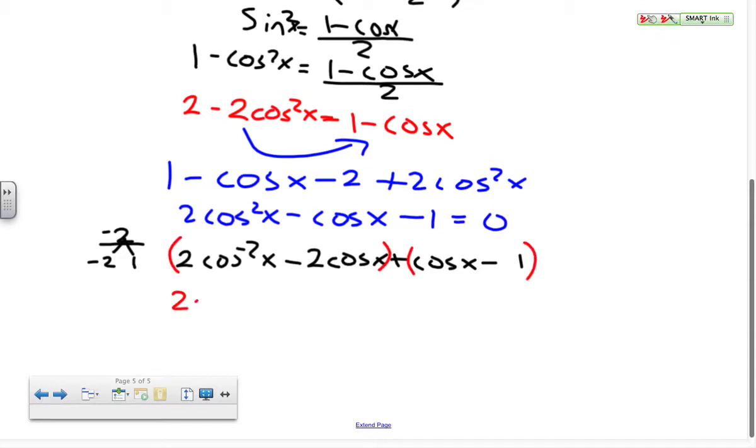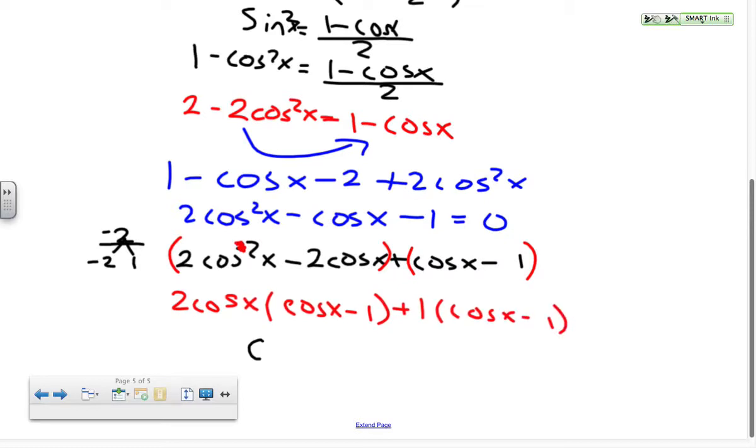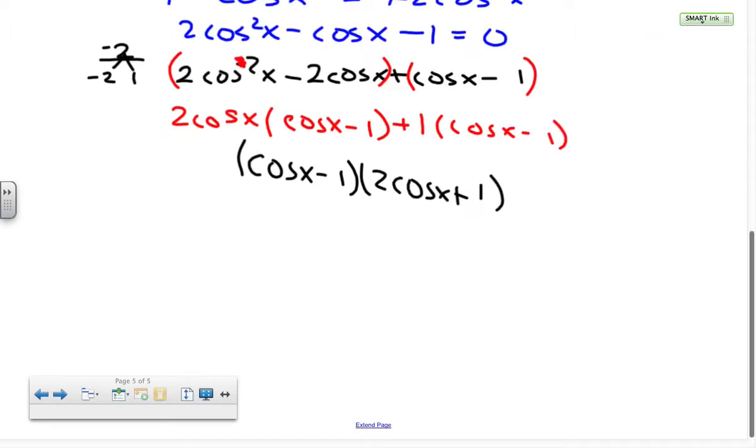Factor, I can factor out 2 cosine x. This shouldn't be a negative anymore. Equals cosine x minus 1. Okay, we're going to imagine this little 1 here. Cosine x minus 1. And when I factor out the cosine x minus 1, I'm left with 2 cosine x plus 1. Okay, going, no problem.